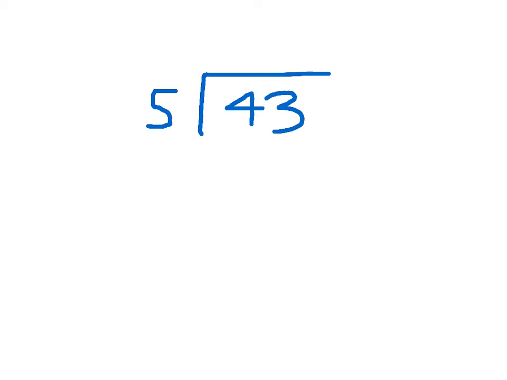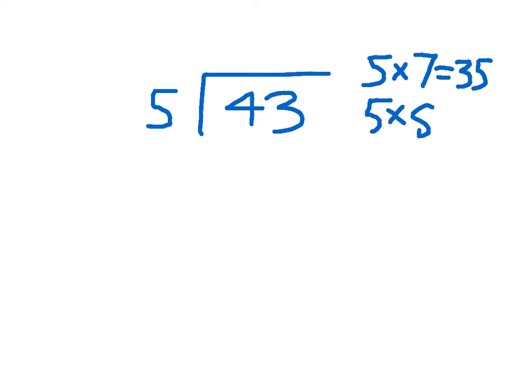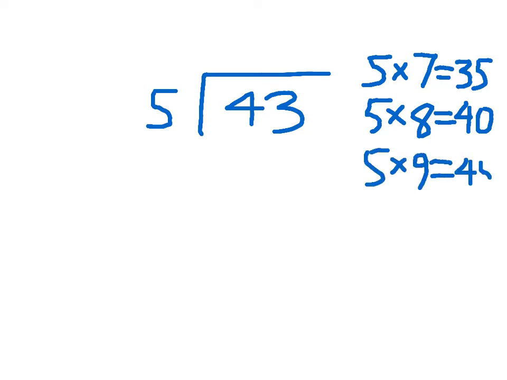All right, we have the problem 43 divided by 5. 5 times what number is close to 43? You can think of 5 times 7 is 35. Oops, not quite enough. 5 times 8 is 40. 5 times 9 is 45. What are we going to choose here? Right, 8. And where are we going to write it? Are we going to write it over the 4, or are we going to write it over the 3? Correct, we write it over the 3 there.